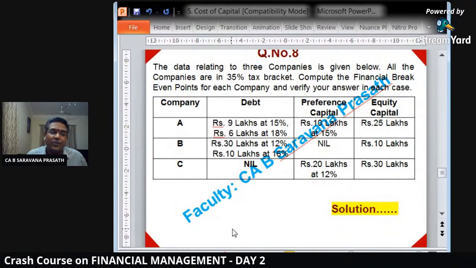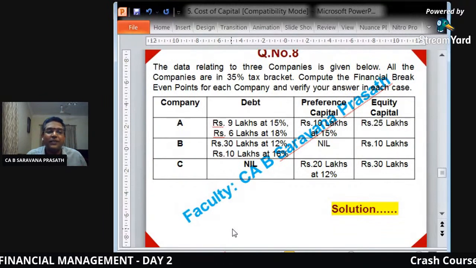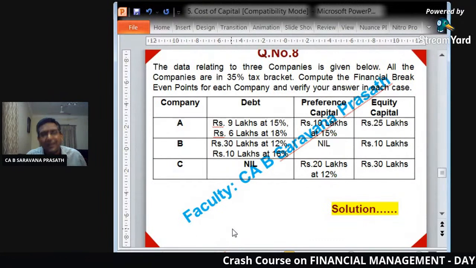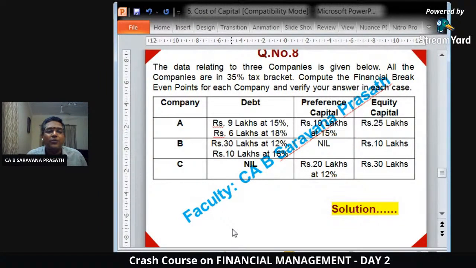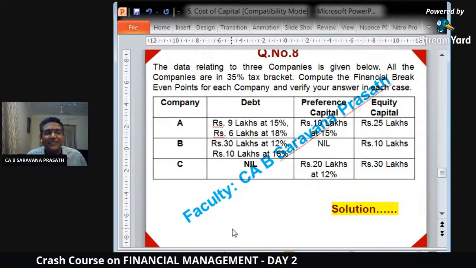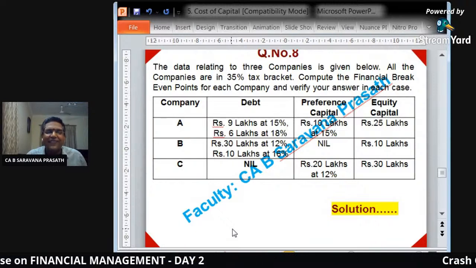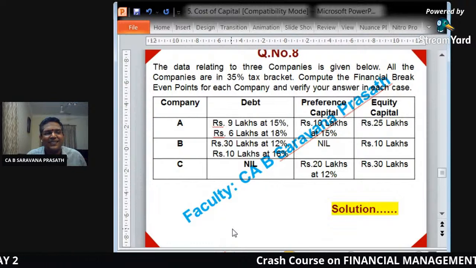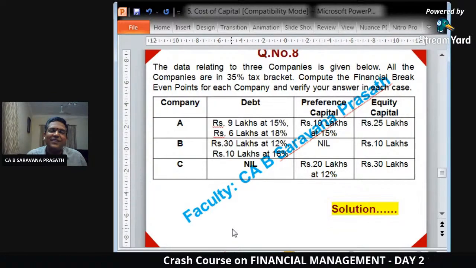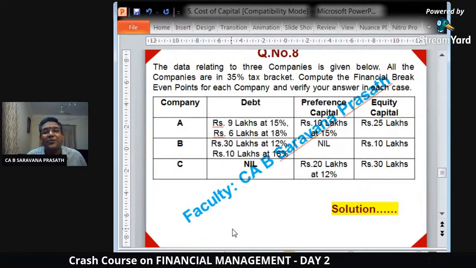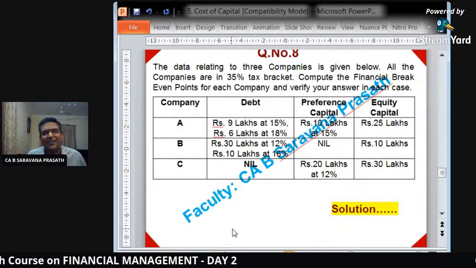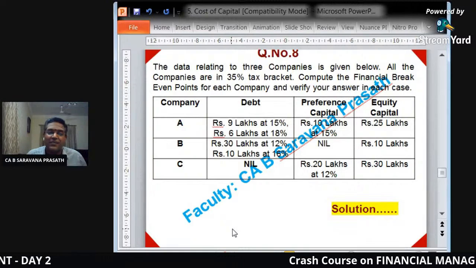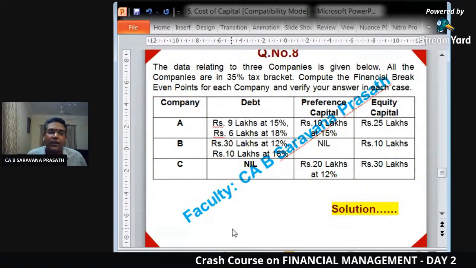So what we are going to do is to compute the financial break-even point by applying the formula. Considering the time factor, I would like you to prepare the profit and loss statement and verify whether EPS is equivalent to, or residual earning is equivalent to, 0 in this case. That part of the calculation, a very simple calculation, I will leave it to you. You can try it at your end. We will concentrate on the computation of the financial break-even point by applying the formula.